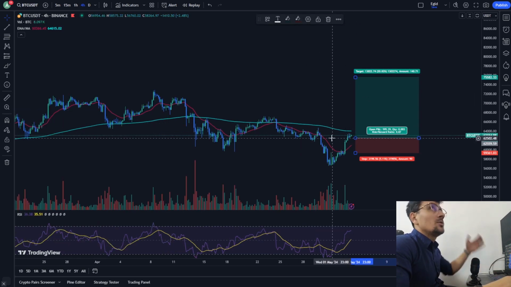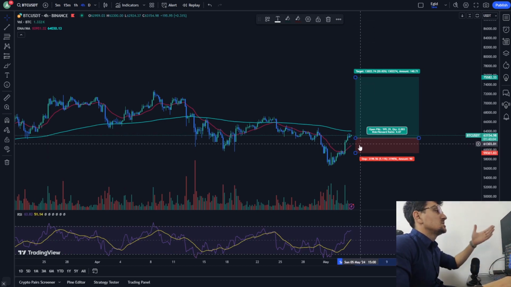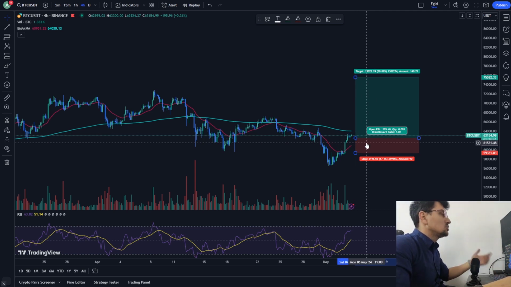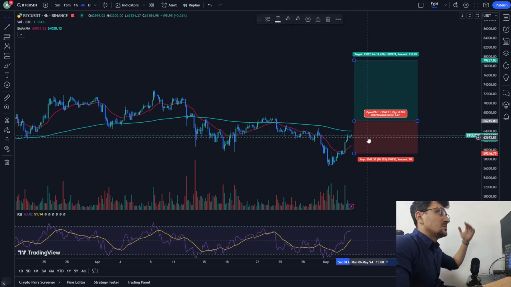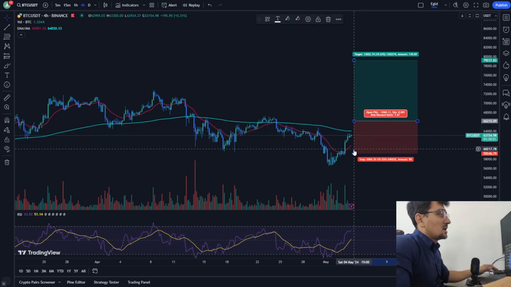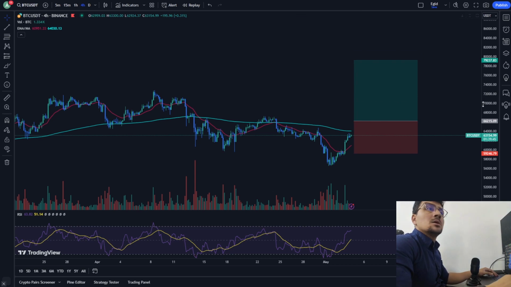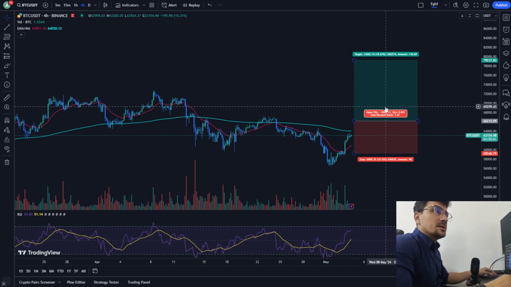Definitely, if you go on a smaller time frame and you want to take a long position here, you can do it. Even though I would wait for the price to go above both moving averages, and you put a stop loss below both of them for a smaller risk, if you want.